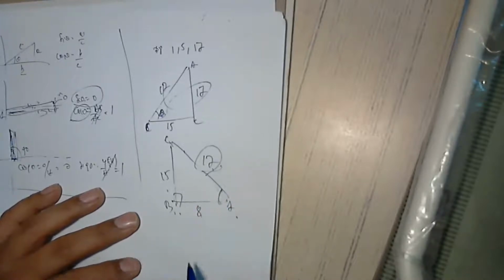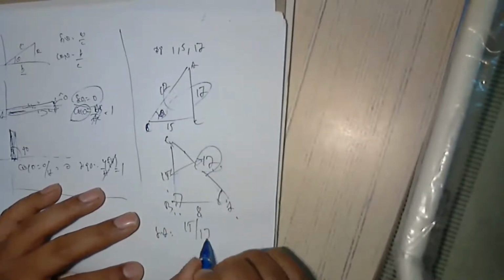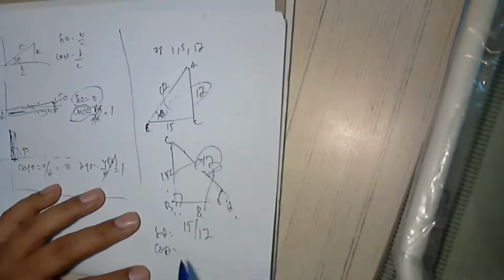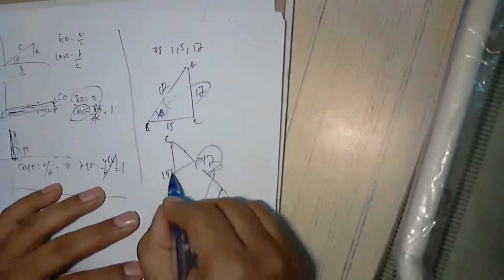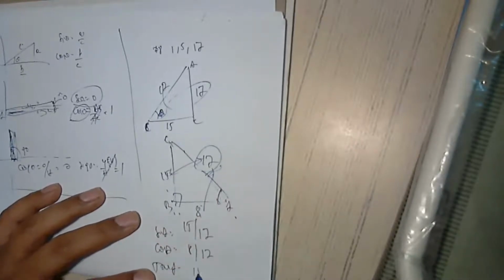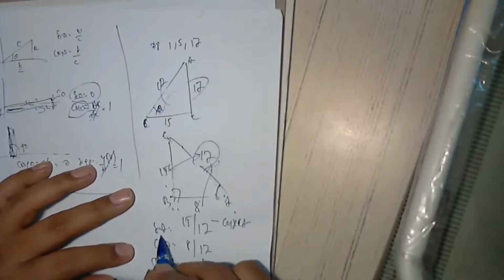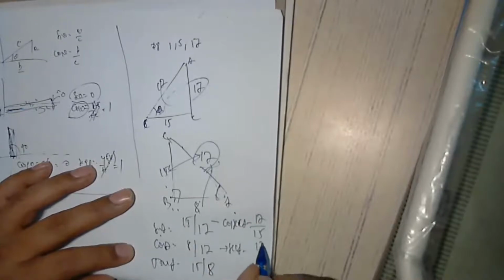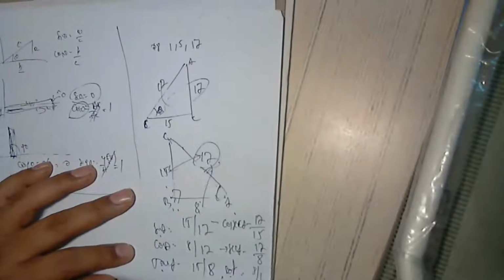So he is asking sin A. What is sin A? Opposite side by hypotenuse, 15 by 17. What is cos A? Adjacent side by hypotenuse, 8 by 17. What is tan A? Opposite side by adjacent side, 15 by 8. Now, what is cosecant A? It is 1 by sin A, so 17 by 15. What is secant A? 17 by 8. What is cot A? 8 by 15.